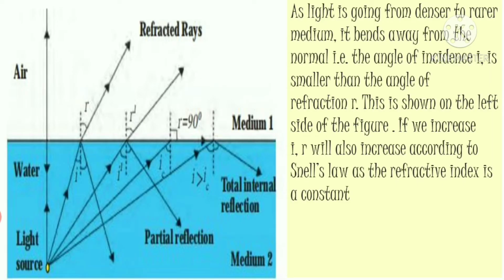As the light is going from denser to rarer medium, it bends away from the normal. That is, the angle of incidence I is smaller than the angle of refraction R. This is shown on the left side of the figure. If we increase I, R will also increase according to Snell's law, as the refractive index is a constant.